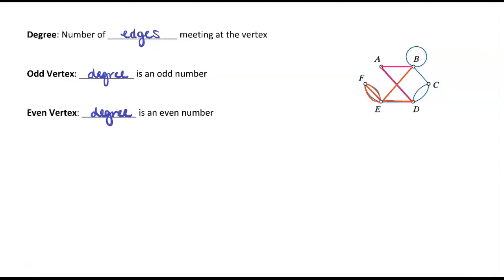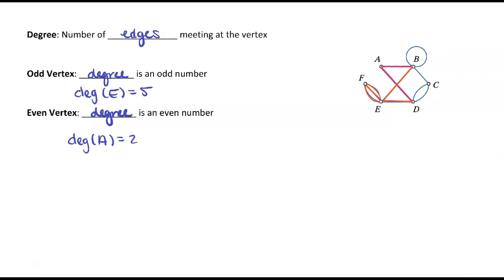A is an example of an even vertex because it has degree 2, and we notate that as degree of A equals 2. E is an example of an odd vertex because it has degree 5, and we notate that as degree of E equals 5. We can list out the degree for every vertex in the graph, and we can also categorize them as odd and even.